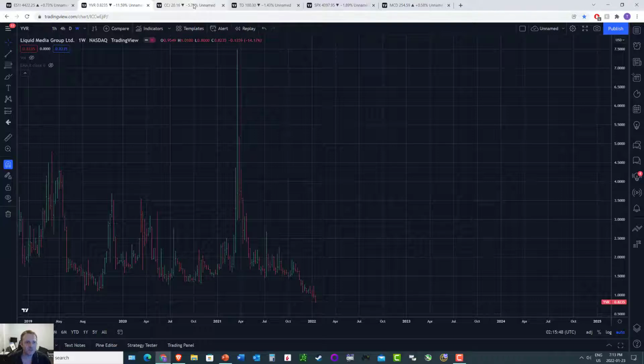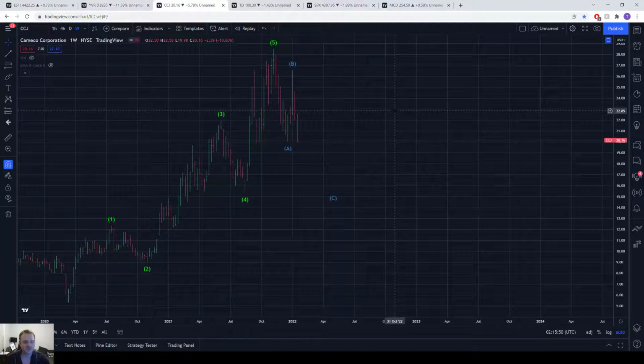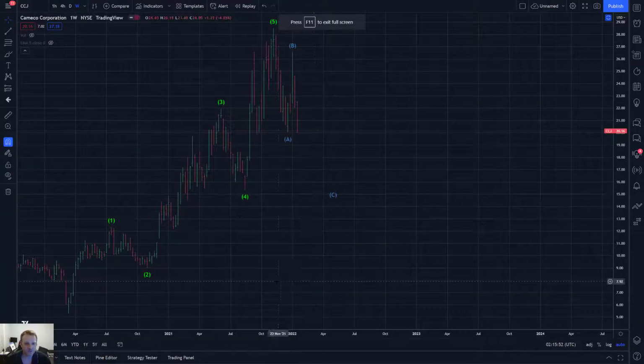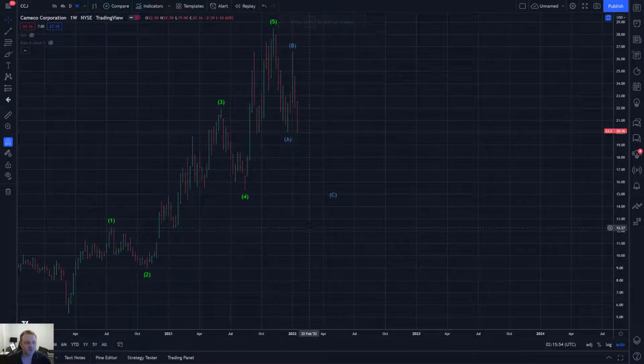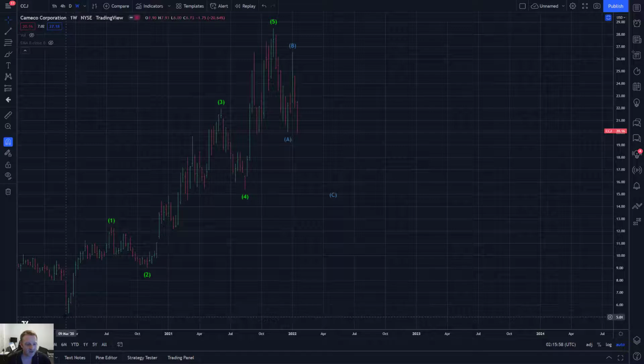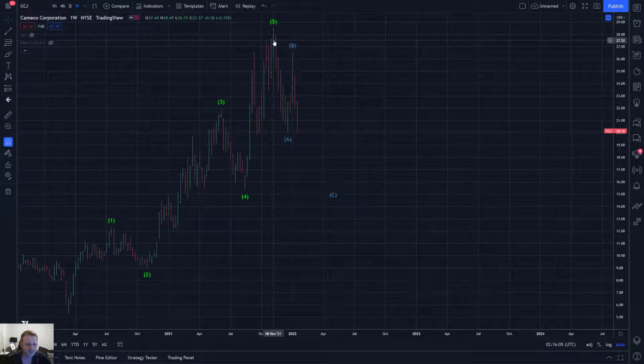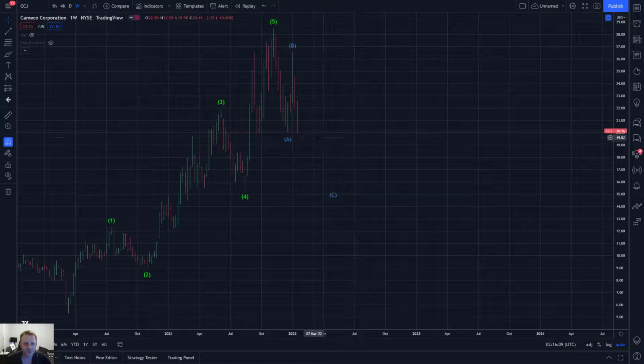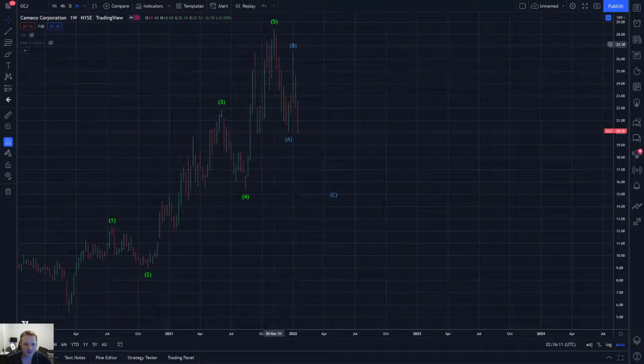Now, if we go over to, I like this chart, CCJ, Cameco Corporation. So I've already labeled, or at least partially labeled this. Now this is the weekly chart, so a larger time frame. And I see a clear 1, 2, 3, 4, 5 wave move that appears completed now. And that looks like it completed sometime in November, without getting into the specific day. And now, after I see a 5-wave move completed, I'm expecting some sort of proportional 3-wave correction.